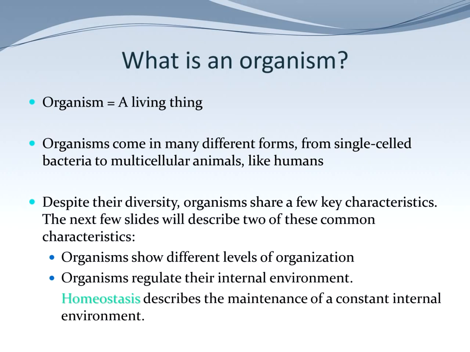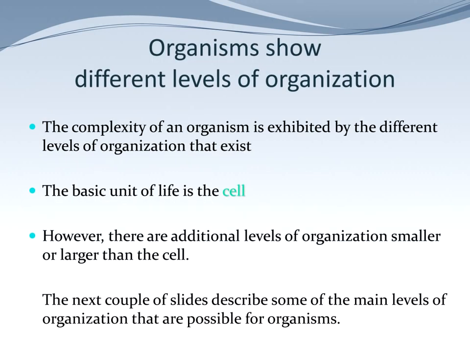The first one is that organisms show different levels of organization. The second is that organisms regulate their internal environment. The term homeostasis describes the maintenance of a constant internal environment. Let's start with the first common characteristic, that organisms show different levels of organization.